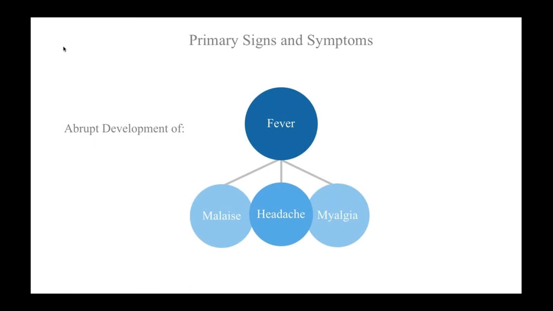One of the characteristics of influenza is that it usually begins very abruptly. In some cases, it's so abrupt that the individual can remember exactly when it started. The main sign of influenza is fever, while the primary symptoms are a headache, myalgia, and malaise.